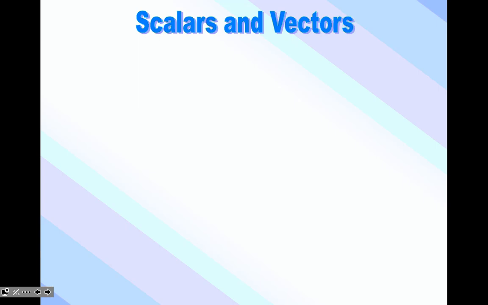So the first thing we're going to do is take a look at two vocabulary words that are very important in physics. The first word is scalar, and the second word is vector. And you need to know the difference between the two because they're very important.